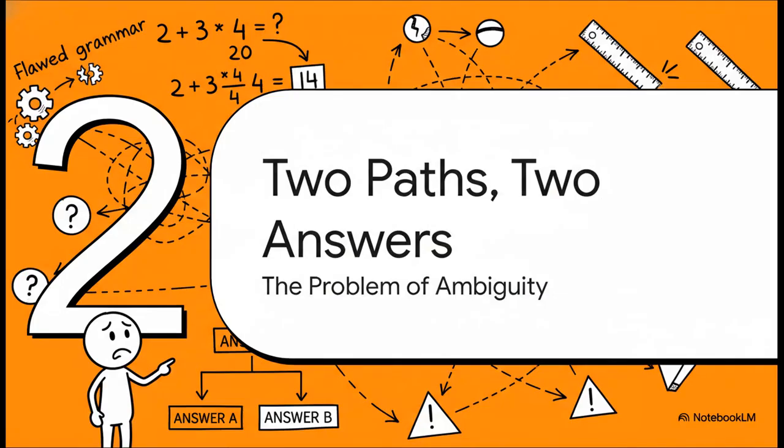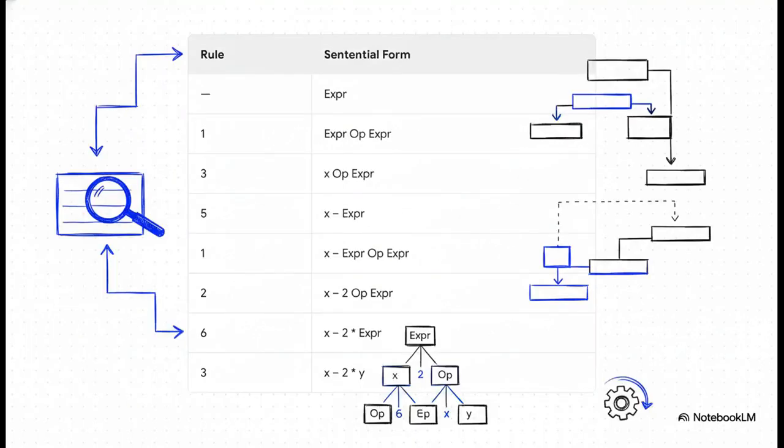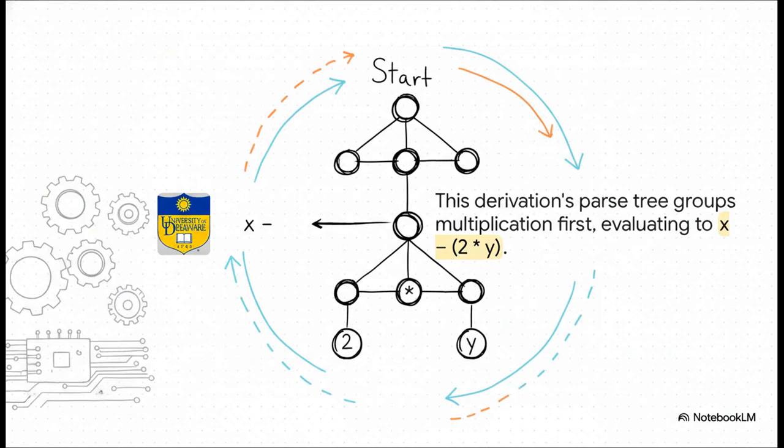All right, so now that we've got a handle on what a grammar is, let's see what happens when we apply a simple but flawed grammar to our original math problem. So, by following the rules of our grammar and always replacing the leftmost variable, the parser can build out our expression, step by step. But the real magic here isn't just generating the text, it's all about the structure this process creates. And what this process does is it builds what we call a parse tree. You can see this one groups the multiplication first, which gives us x minus the result of 2 times y. Okay, so far so good, right?